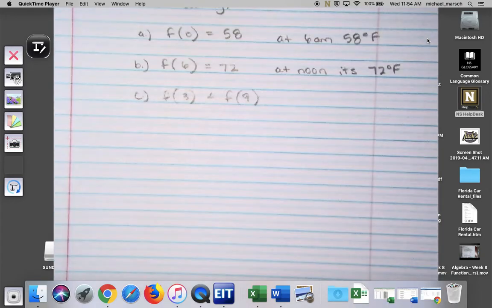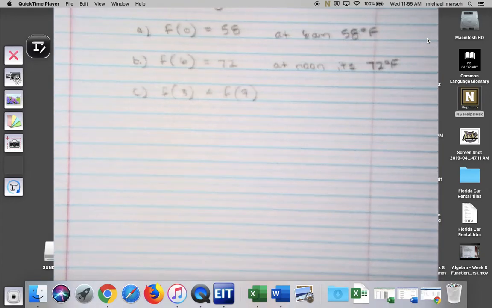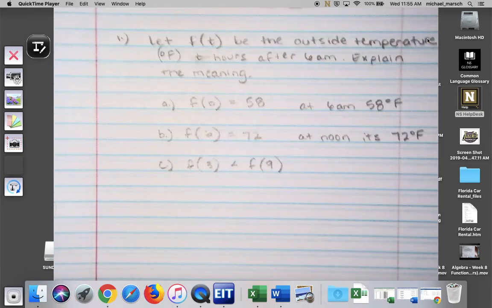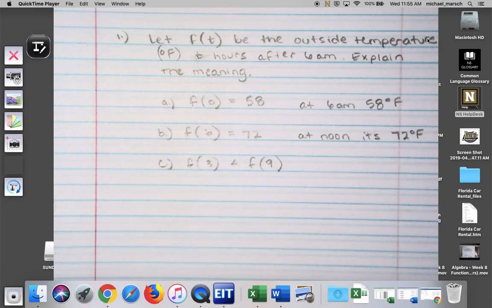So this one's kind of weird. The function of 3 is less than the function of 9. See if I can get that to not be as glary. What does that tell us? What does that mean? Adam? It is colder at 9 a.m. than it was at 3 p.m. Yeah, exactly.